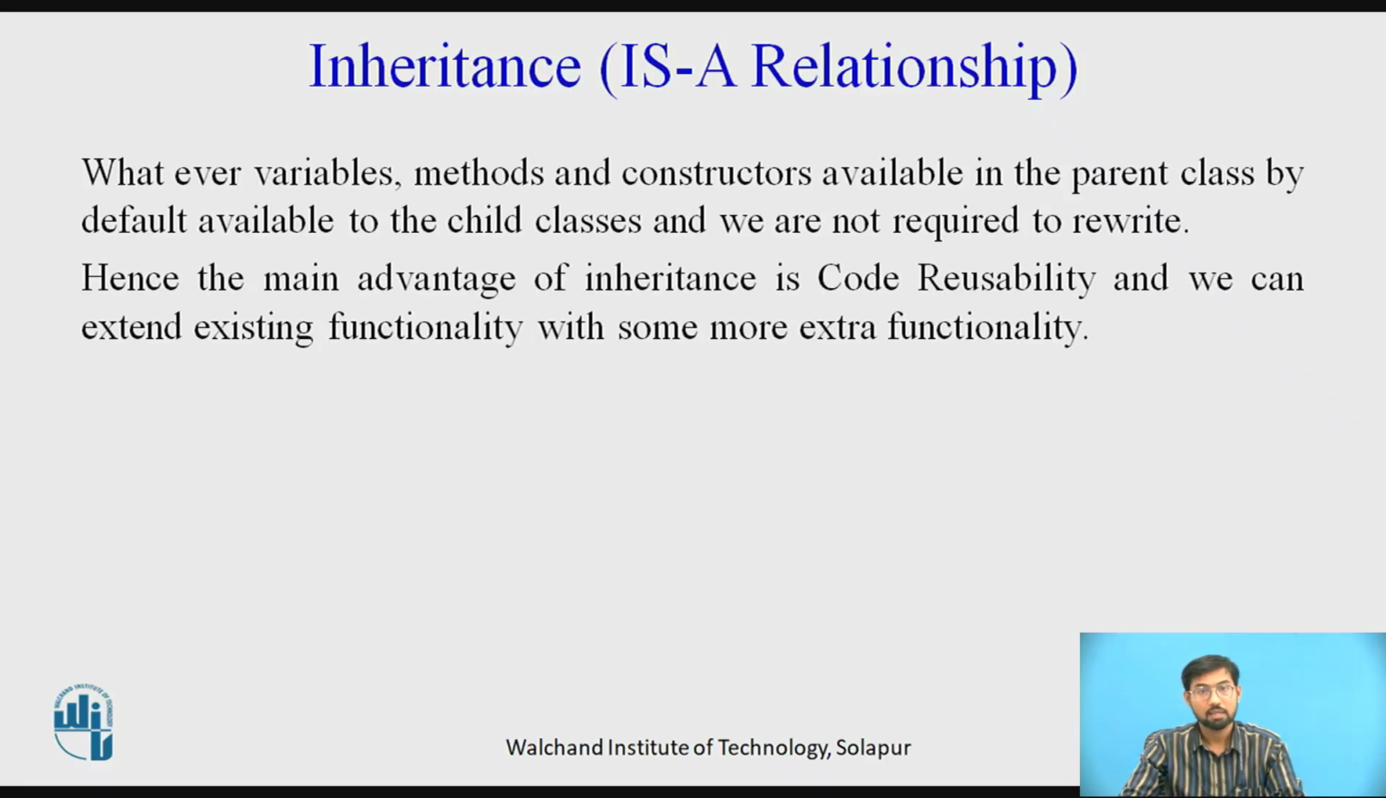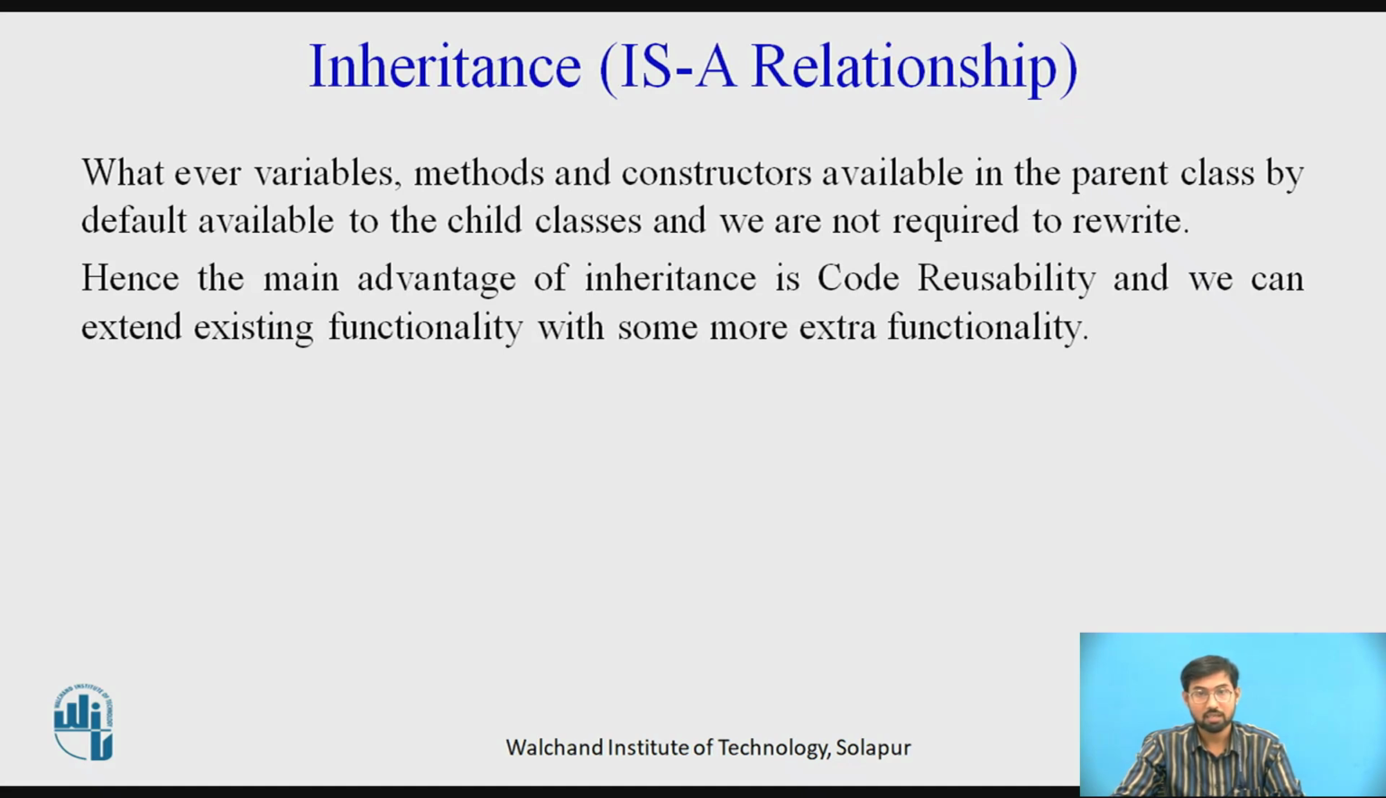The next part is the is a relationship, which is nothing but general inheritance. Whatever variables, methods or constructors are available in the parent class are by default available to the child classes, and we are not required to rewrite them. Hence the main advantage of inheritance is code reusability, and we can extend the existing functionality with some more extra functionality. So the is a relationship is nothing but a parent and child relationship.